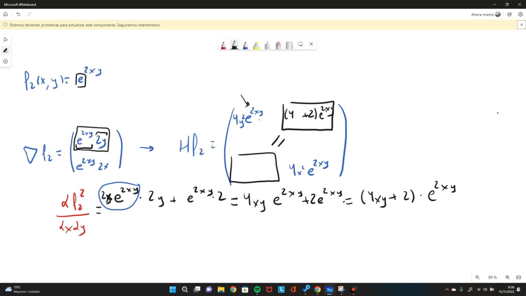4xy and 4xy. Yeah. I was thinking that it wouldn't be the same for x and y, so I had to be making a mistake. So that's what I look for. 4xy plus 2 times e to the power of 2xy. Okay, that's pretty much what it is. I hope I didn't make any mistake, but well, it's always possible. Okay.